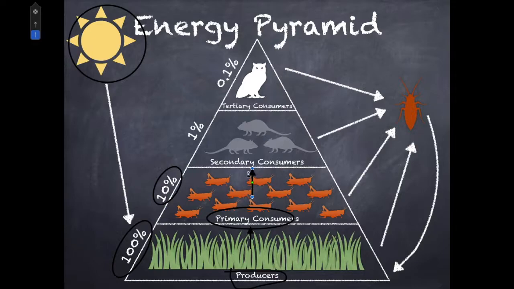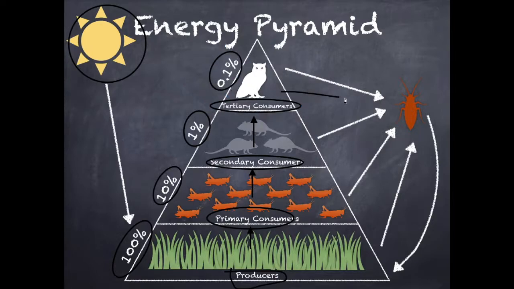Now the crickets go up to the secondary consumers, who are 2 levels away from producers, therefore they are secondary. In this case, they are rats and mice, and they only get 1% of the energy that was originally had in the grass. Now, the owl eats the mice, and therefore it's a tertiary consumer. It is a 3rd level away from producers, and it only gets 0.1% of the energy from the producers.